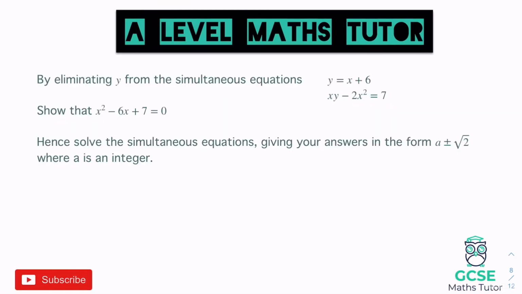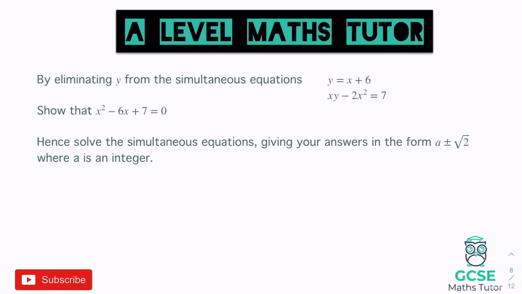Okay, so as I mentioned at the start, some of these questions involve some slightly different skills, and this question here, if we read it through, it says, by eliminating y from these simultaneous equations, show that x squared minus 6x plus 7 equals 0. And then it says, hence solving the simultaneous equations, giving your answer in the form a plus and minus root 2, where a is an integer.